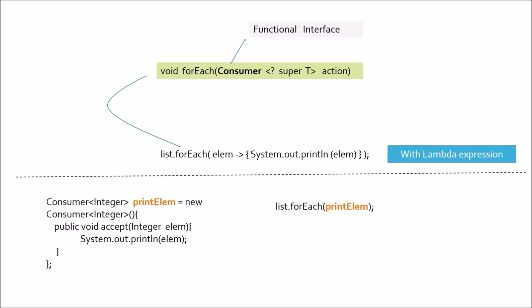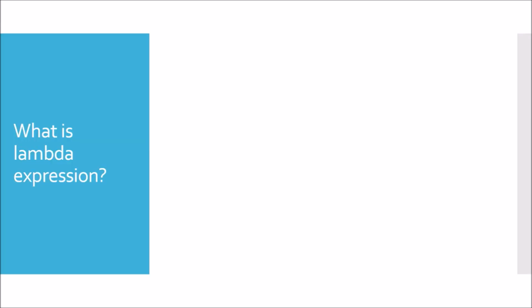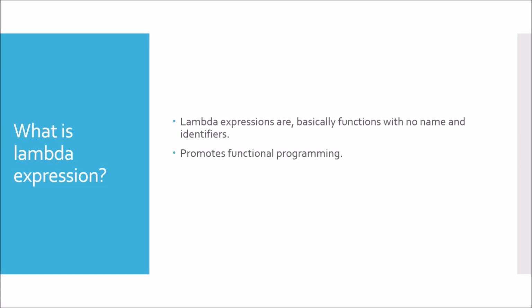Moving to the next question. What is a lambda expression? Lambda expressions are basically functions with no name and identifiers. It promotes functional programming, because lambda expressions come in to overcome the ugliness in the implementation of anonymous functions. They are mostly designed for functional interface implementations. It helps in expressing instances of single method classes more compactly. This is what you have seen before, implementing a consumer interface with an anonymous implementation and with a lambda expression.